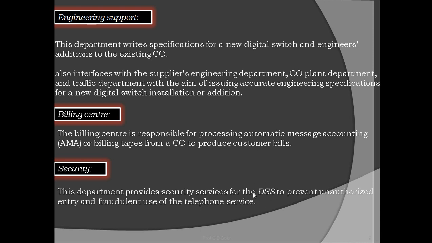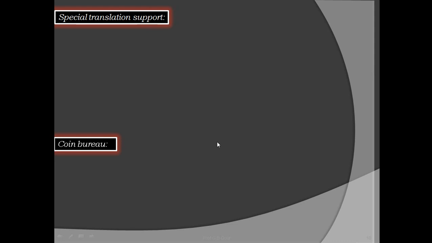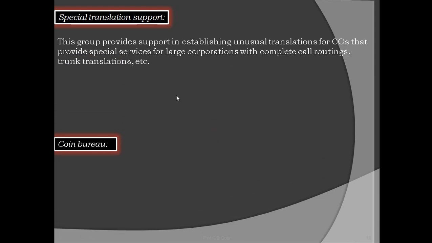Okay, this is very important. Next, the special translation support, where they provide support in establishing unusual translations for COs, like special service for large corporations with complete call routing or trunk translation. Good examples are large corporations, where the local exchange office completely routes the traffic of a huge organization with a separate allocation of trunks or switches, like the PBX, private branch exchange, or intercom, which comes under PBX. We have discussed that many times.